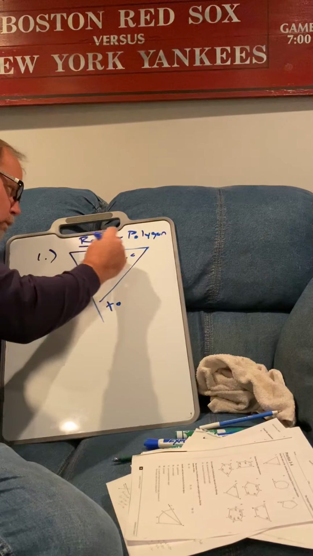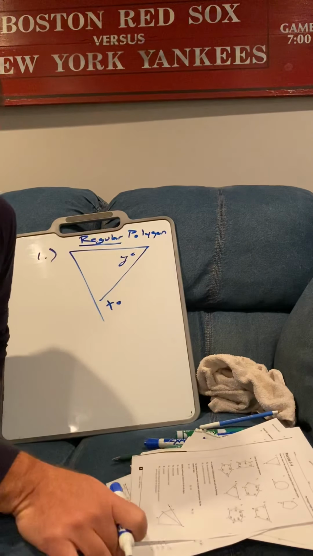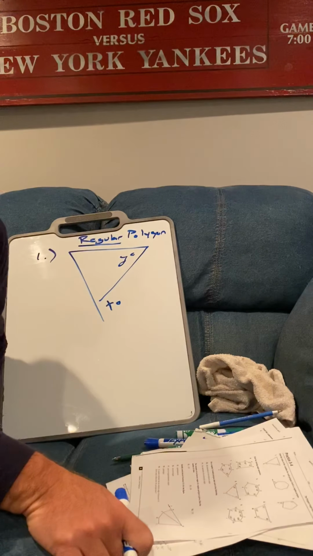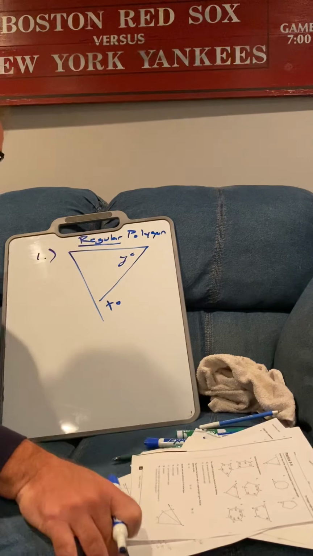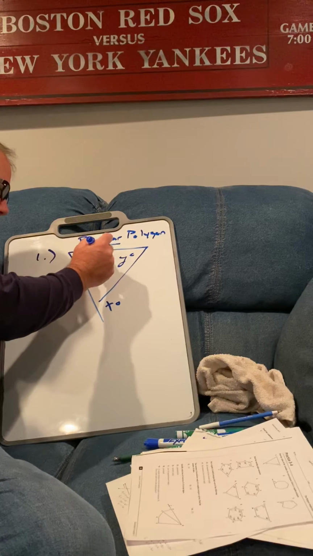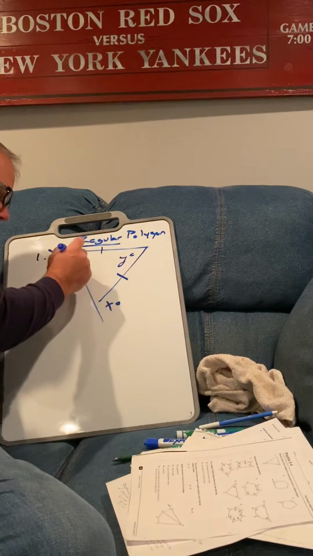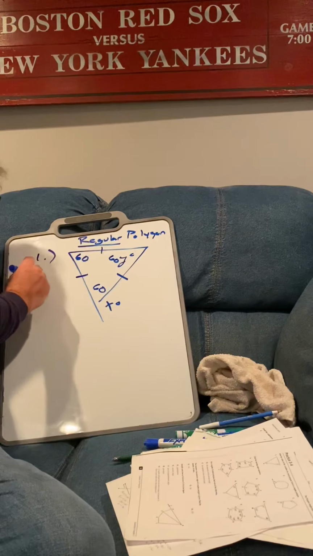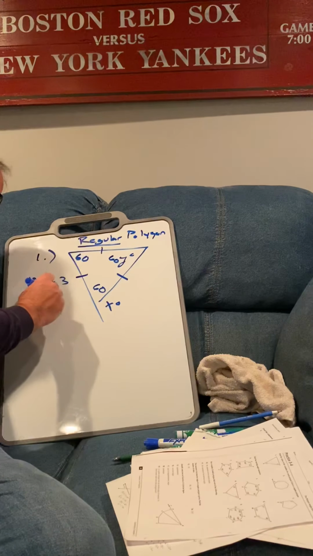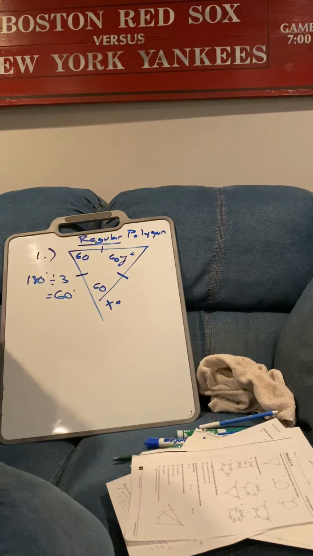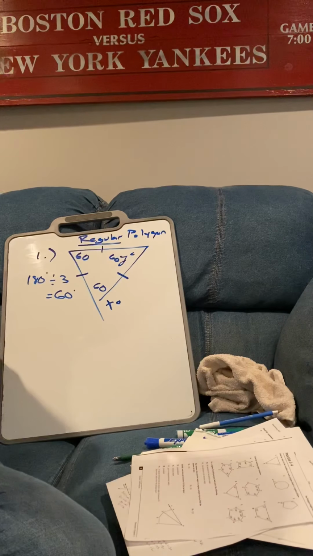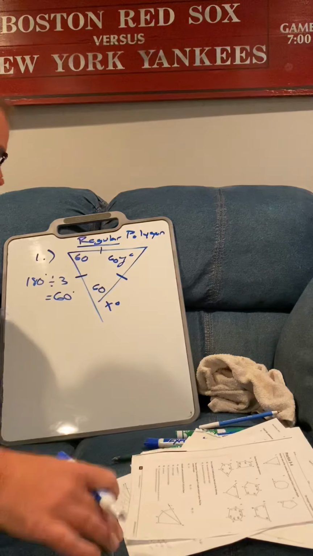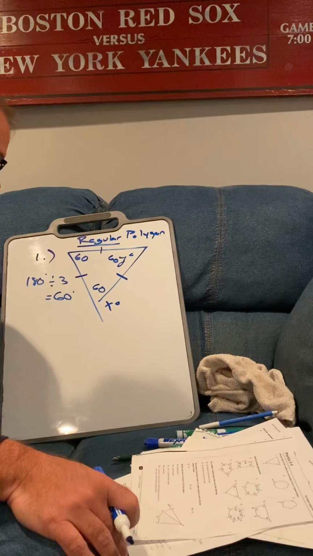When you see that word regular, that means that any figure we're talking about, all the sides and all the angles are equal. So really what they're saying here is that this is an equilateral and equiangular triangle. We know a triangle has 180 degrees, and if we divide by 3, each angle is 60 degrees. So if angle Y is what we're trying to find, that's going to be 60 degrees.